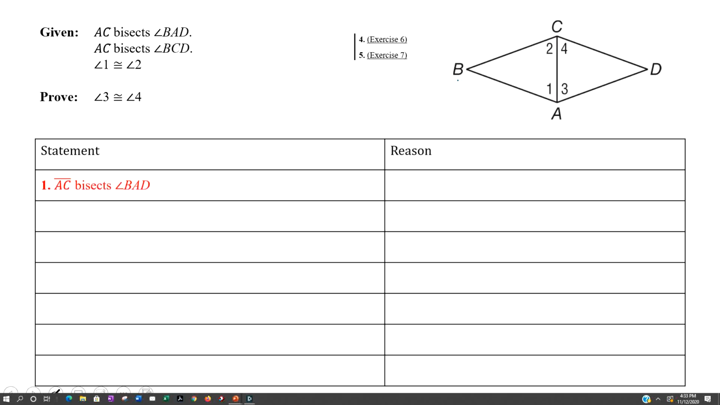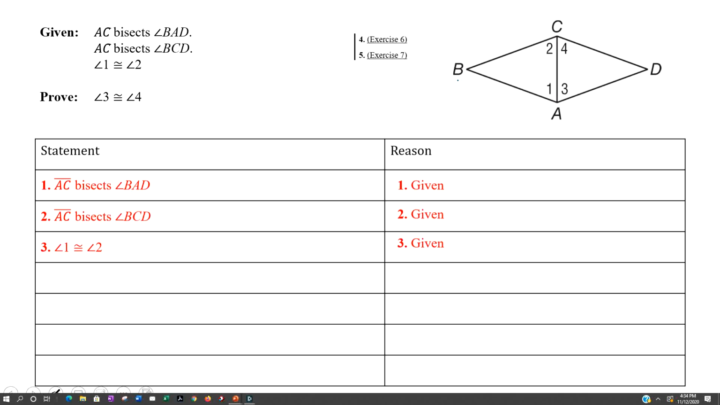So again, we start with our givens. AC bisects BAD is a given. AC bisects BCD, again, that was our given. Angle 1 is congruent to angle 2, our third given. We got all the givens out of the way. Now we have to figure out where we're going from there.